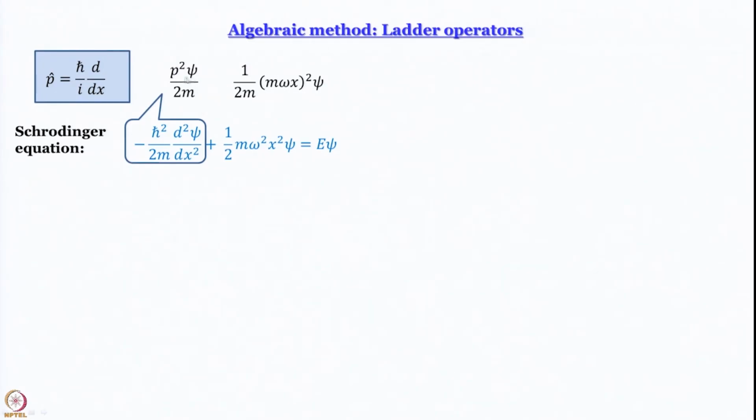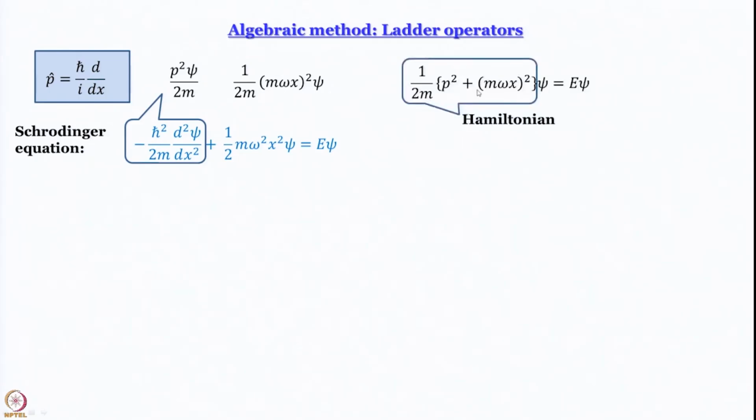Since there is a 1 by 2m here, we take 1 by 2m common from the second term as well, so that you get the square of m omega x operating on psi. So, the Schrodinger equation becomes like this: 1 by 2m, then p square plus square of m omega x, the whole operator. This is the Hamiltonian, and this Hamiltonian operates on psi to give you E psi. So, what we have done essentially is that we have rewritten the Hamiltonian in terms of the linear momentum operator.